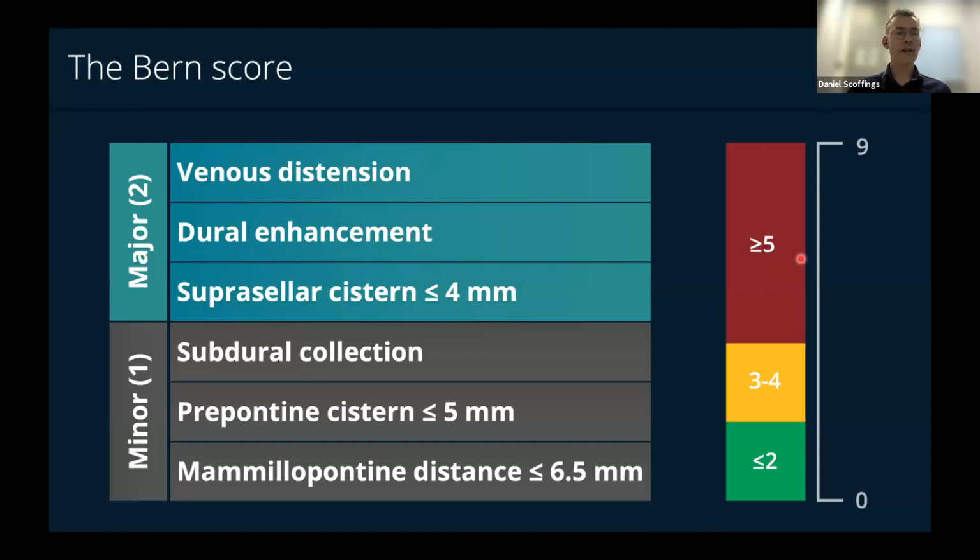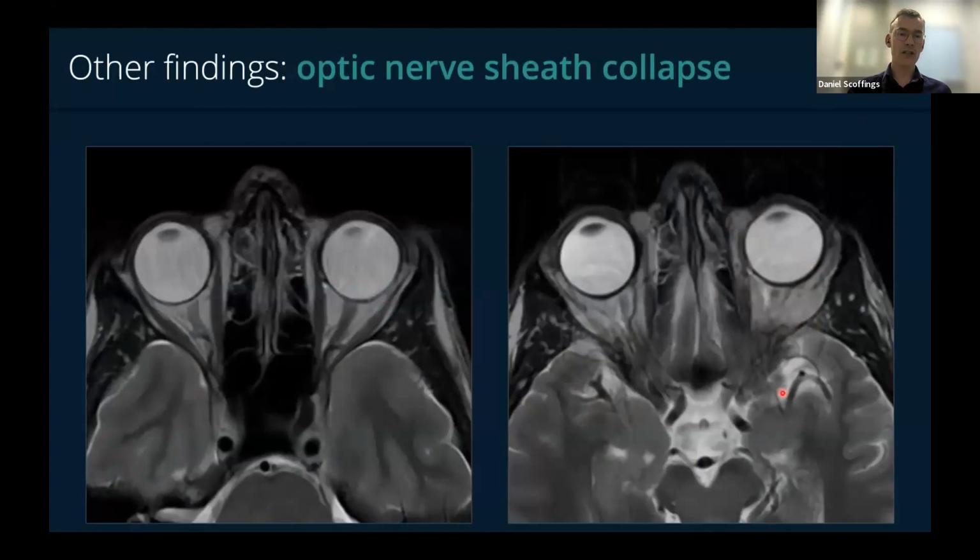Other findings you may see, which are not that well recognized or described, one is optic nerve sheath collapse. So this is the patient with SIH. This is a normal patient, where it's normal to see a little bit of fluid around the optic nerves. With SIH, that gets lost. And so you just see no fluid around the optic nerves at all.